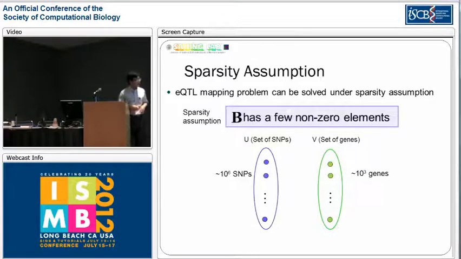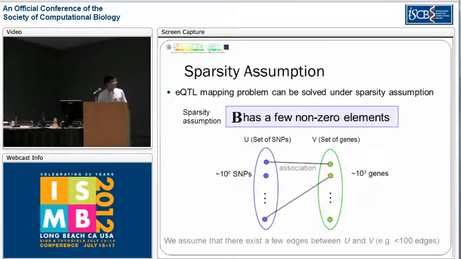So if you think of this assumption with a graphical representation, we have a set of SNPs and a set of genes, and we assume that there exists only a small number of edges between the set of SNPs and the set of genes. For example, we usually think that the number of edges is less than 100. Under this sparsity assumption, the problem that I mentioned before can be solved.